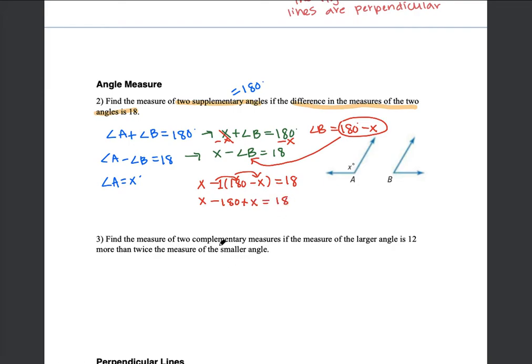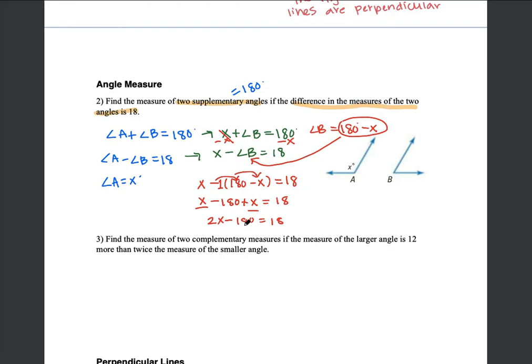Now I need to combine like terms, right? I have these two x's right here. I can combine them. What's x plus x? x plus x is 2x. And I still have that minus 180. And it's still equal to 118.